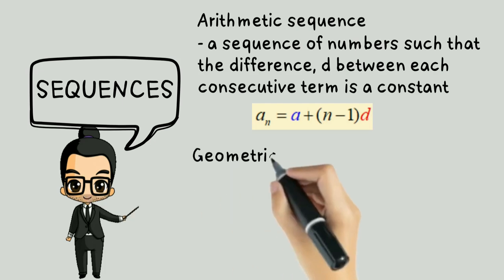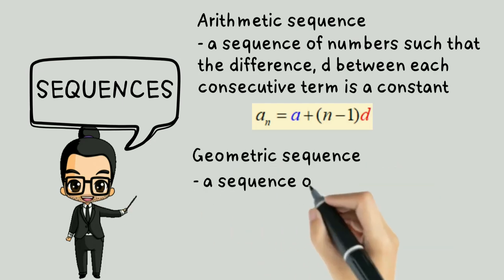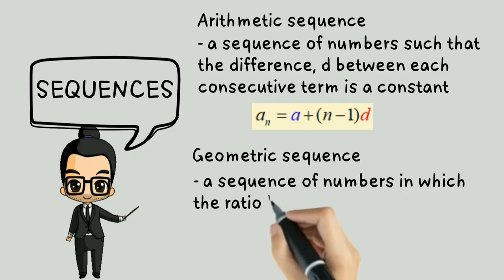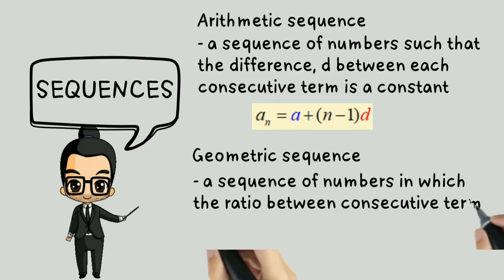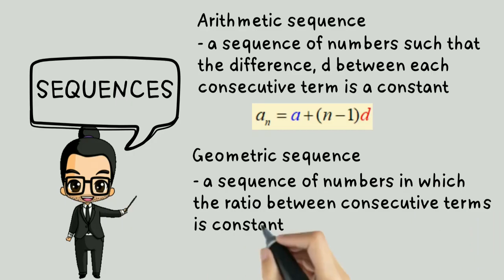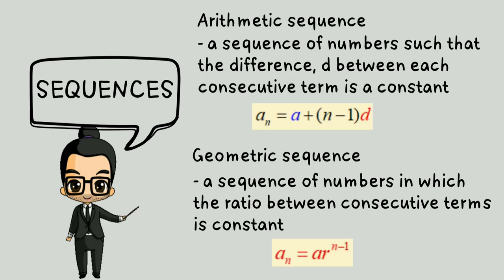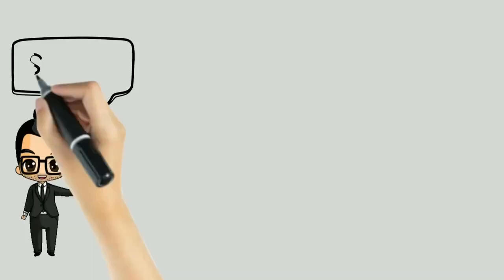Next one is geometric sequence. It is a sequence of numbers in which the ratio between consecutive terms is constant. The given formula is an equals a times r to the power of n minus 1, where a is the first term of the sequence, and r is the ratio between consecutive terms.